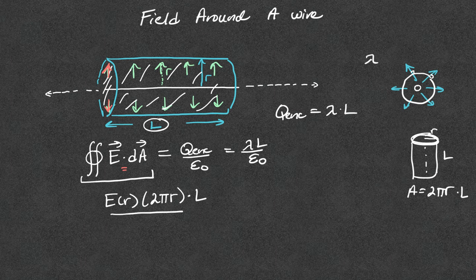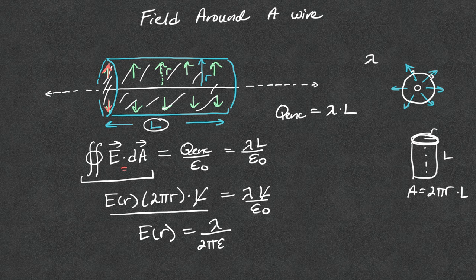And so now I have my E dot dA, and that's going to be equal to lambda L over epsilon naught. And you'll notice, as we expected, L is going to cancel. And I get E of r, E at a distance r, equals lambda over 2 pi epsilon naught r. And that is the electric field, a distance r, from an infinite wire.